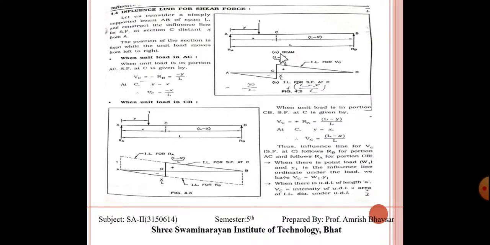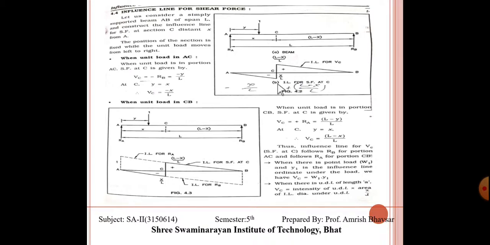Now the same thing for shear force. In this case, the reaction over here, that is RB, is minus y upon L, right. Same thing at C, y is equal to x when the load is at point C. So the load is moving from here to here, and what will happen? Vc is equal to minus x upon L.